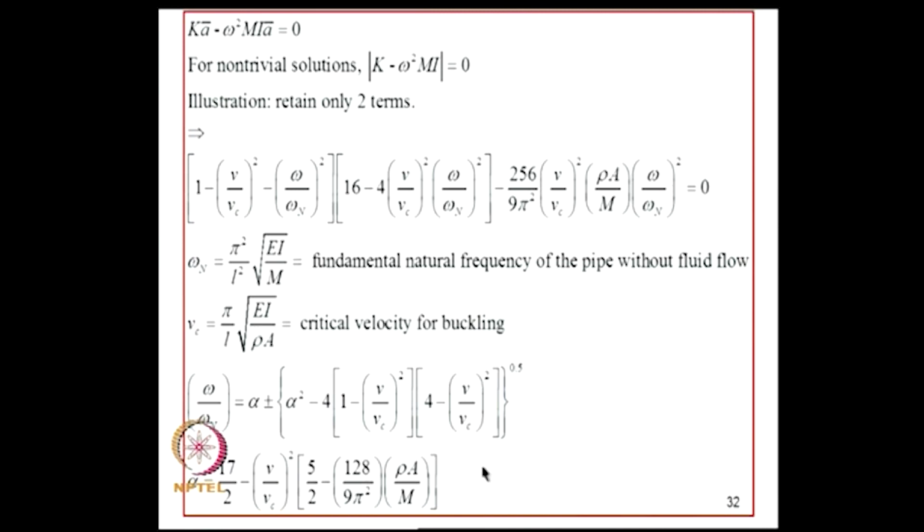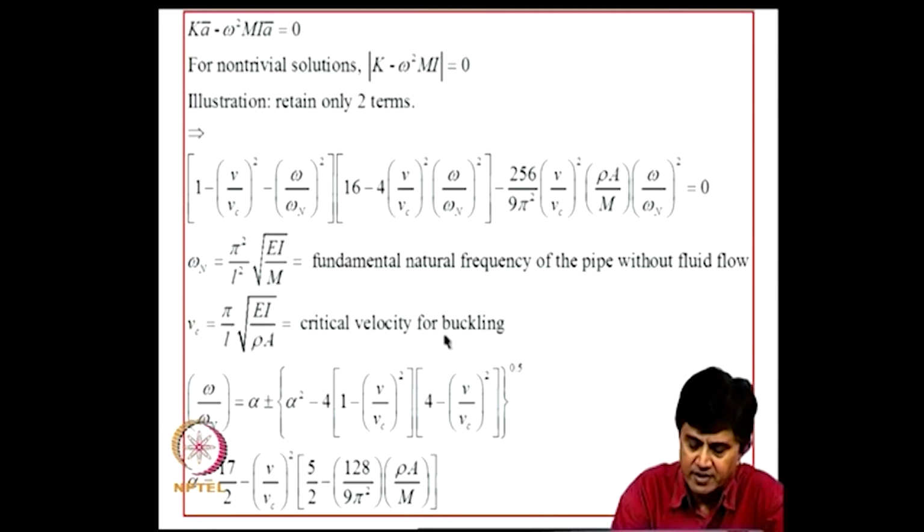Now for non-trivial solutions the determinant of this equation should be 0. For illustration, what we will do is retain only 2 terms so that we can get some simple terms and examine how the solution behaves. We will carry this out, as details are not provided here. So we introduce 2 parameters: omega capital N, which is not the natural frequency with capital N, but instead the fundamental natural frequency of the pipe in the absence of fluid flow, and Vc, the critical velocity for buckling.